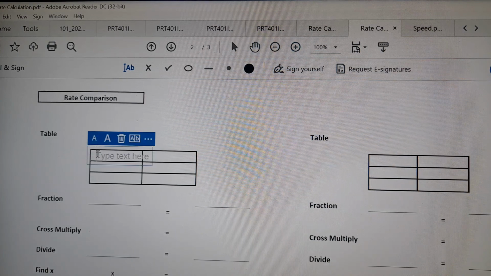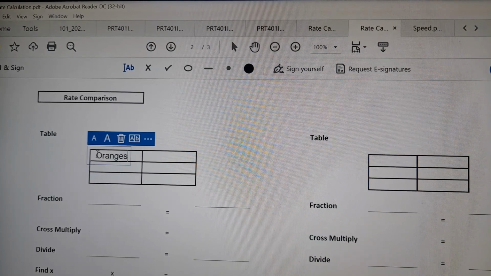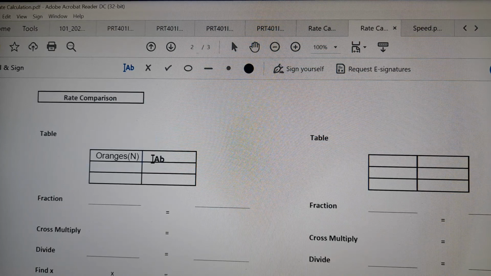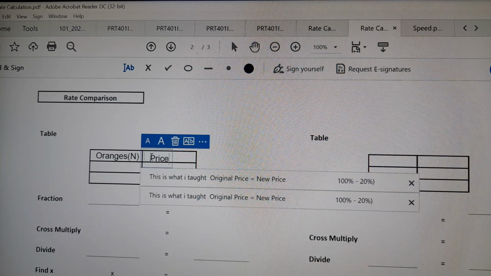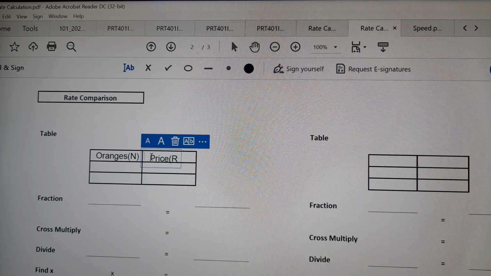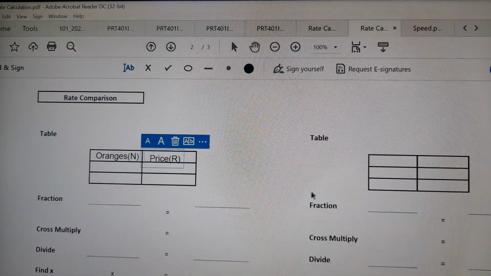So now our first item is oranges, and oranges are in numbers. And then we have a price. Price is in rands. You see, that is for Peter. Is the first guy Peter from the question? Yes, it's Peter. And the second one is for John.